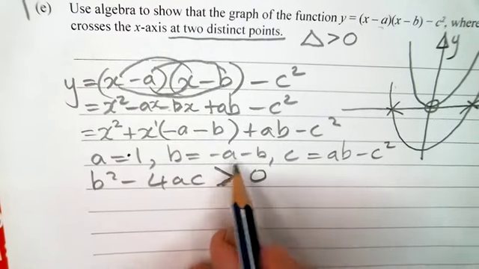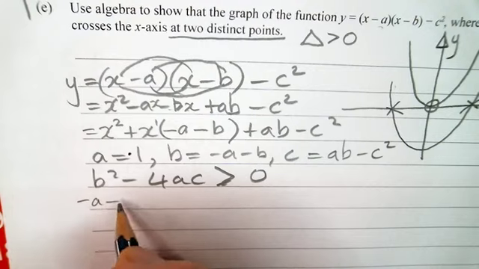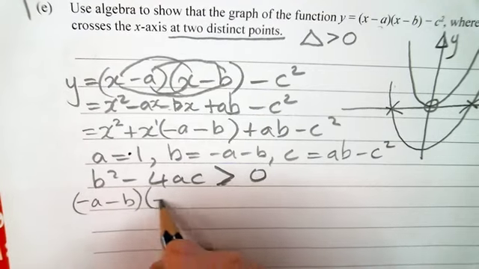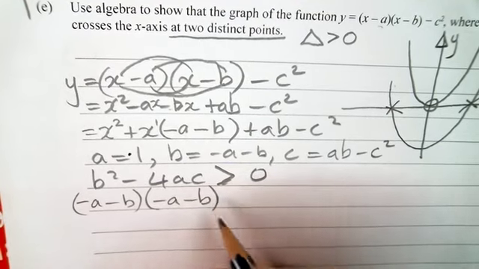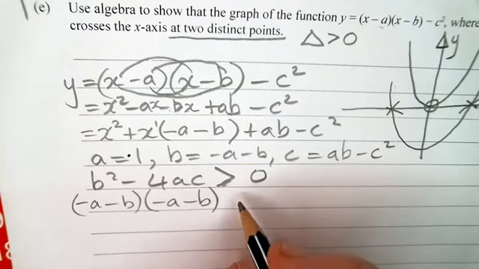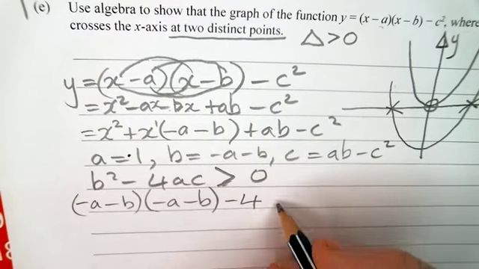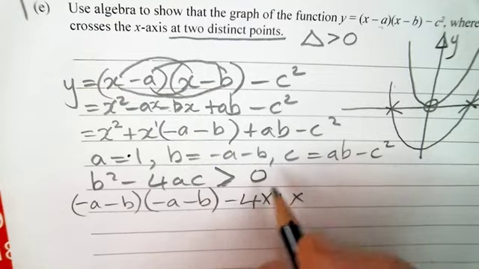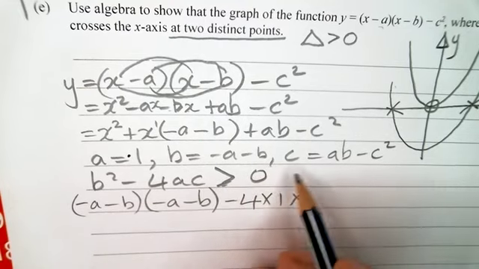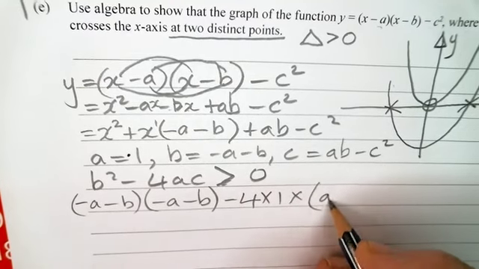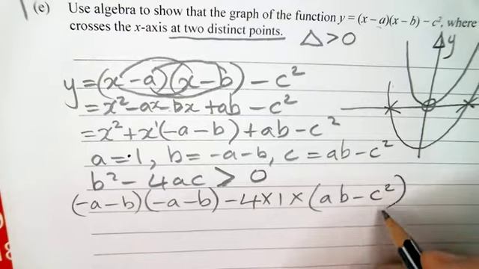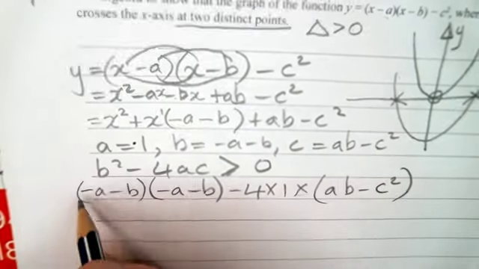So we've got b squared, which is minus a minus b. In fact, I'm going to write it out twice because I'm going to set it up so I can just multiply it straight out. Minus 4 times a, well, a is 1. I'll put times 1 just so I have done it. c is ab minus c squared. I'll put this in brackets because I have to multiply a few bits here. Let's multiply all this out.